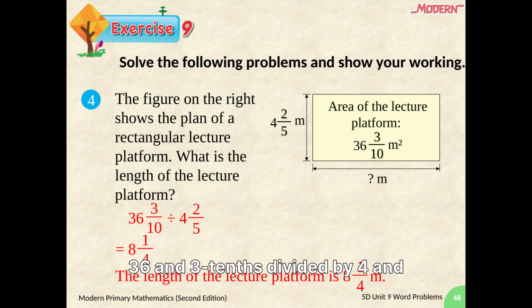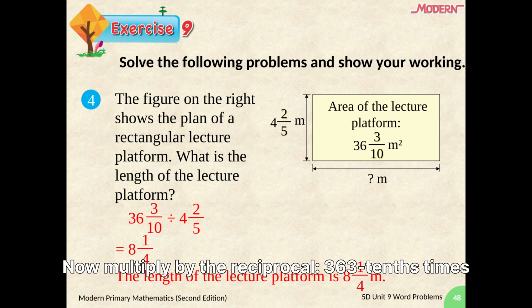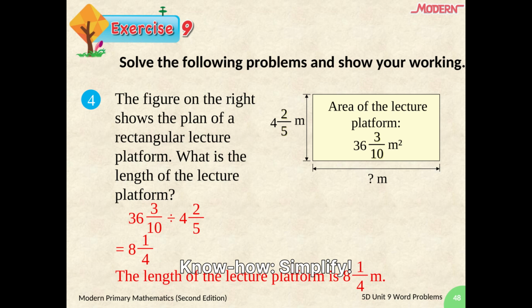36 and 3/10 divided by 4 and 2/5. Convert them. 363 tenths divided by 22 fifths. Now multiply by the reciprocal. 363 tenths times 5 over 22. Know how. Simplify. 5 and 10 become 1 and 2. 363 and 22 are both divisible by 11. 363 becomes 33, and 22 becomes 2. 33 over 4. 33 over 4 is 8 and 1/4 meters.